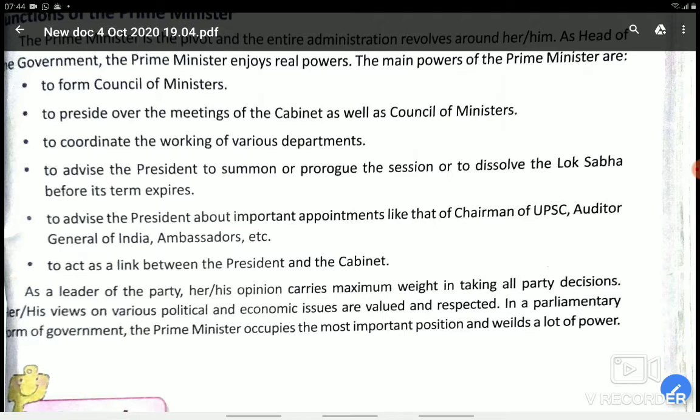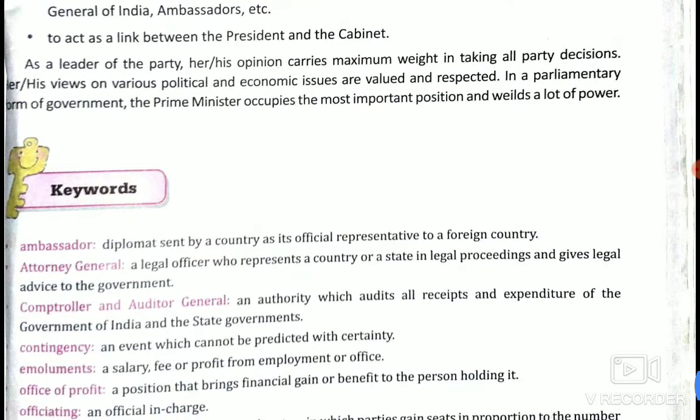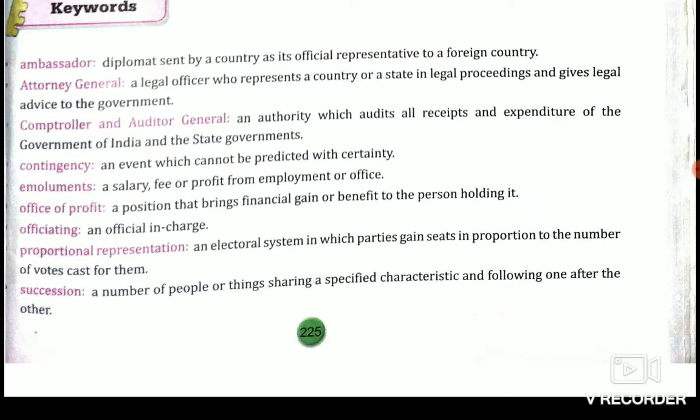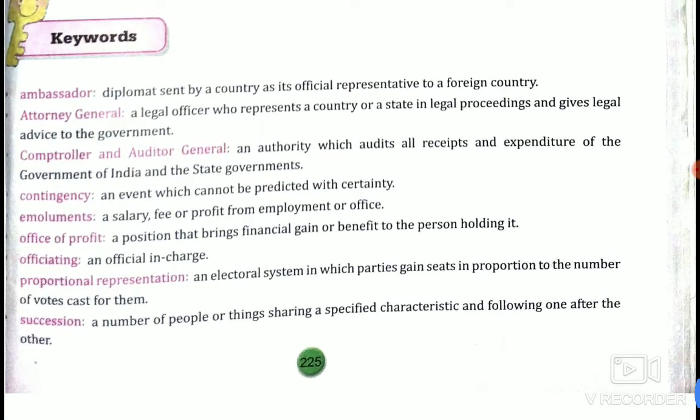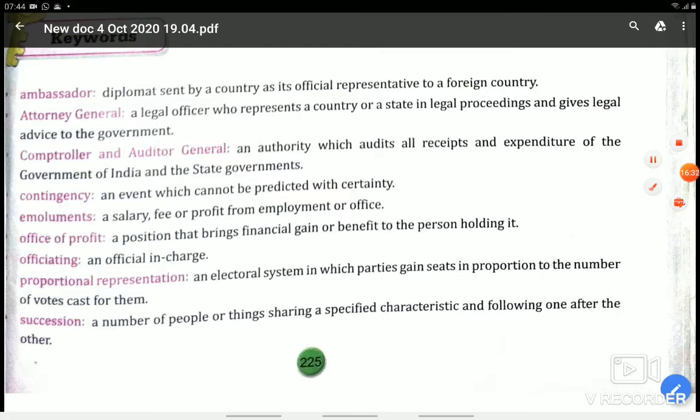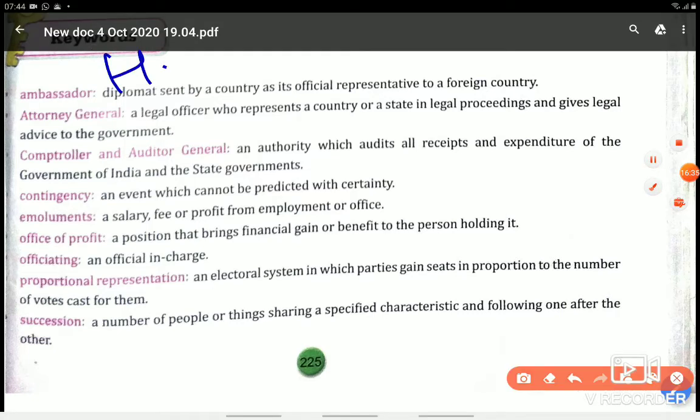In a parliamentary form of government, we all know that the Prime Minister occupies an important position and enjoys a lot of power. But in the presidential form of government, the President has enormous power and enjoys the important position. So these are the topics which I have discussed. Please go through the video, and your homework is to write keywords.